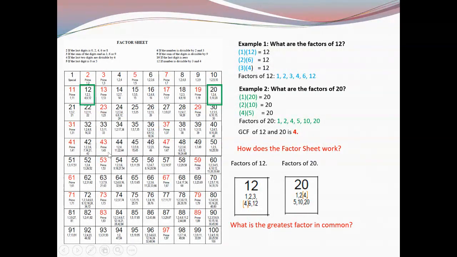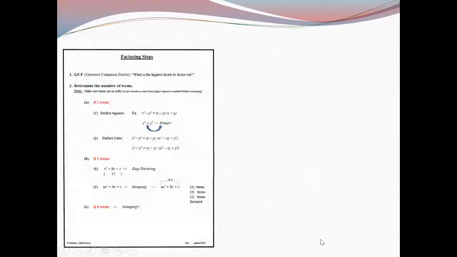And again, this works like a calculator for multiplying. So the greatest factor in common is 4. That's how we use the factor sheet. Okay, now here, guys, I'm going to explain every single step and give you examples of each one. Let's start with step number 1, which is the GCF, the greatest common factor, to factor out.